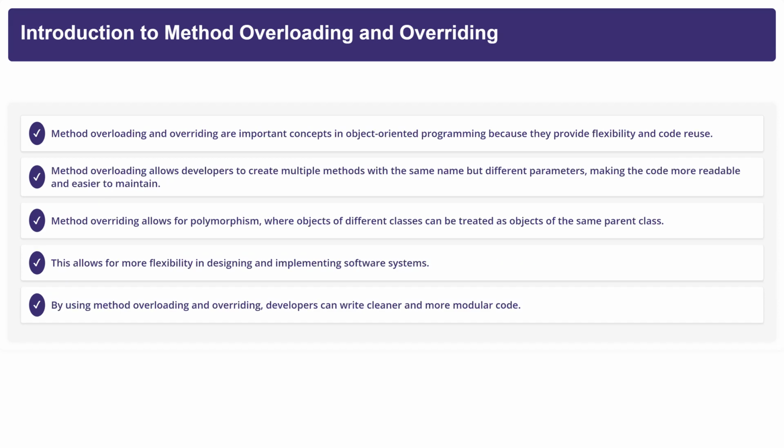Method overloading and overriding are important concepts in object-oriented programming because they provide flexibility in code reuse. Method overloading allows developers to create multiple methods with the same name but different parameters, making the code more readable and easier to maintain. Method overriding allows for polymorphism, where objects of different classes can be treated as objects of the same parent class. This allows for more flexibility in designing and implementing software systems. By using method overloading and overriding, developers can write cleaner and more modular code.